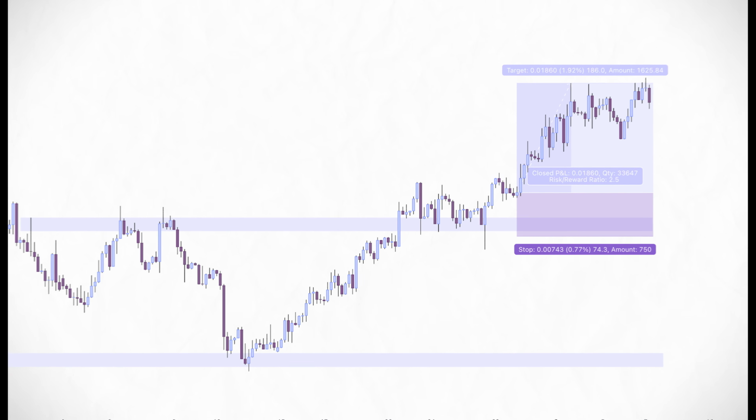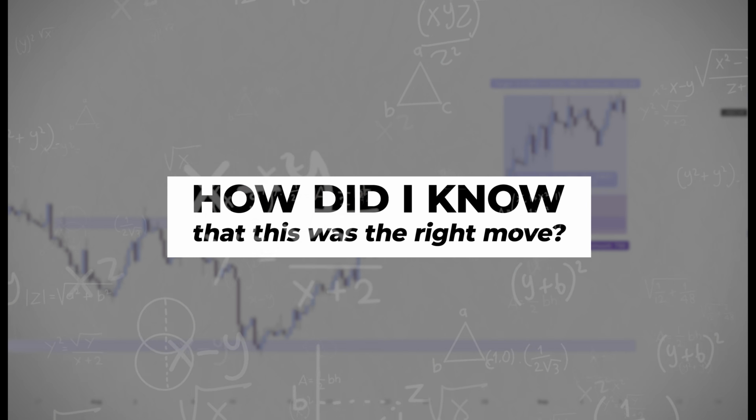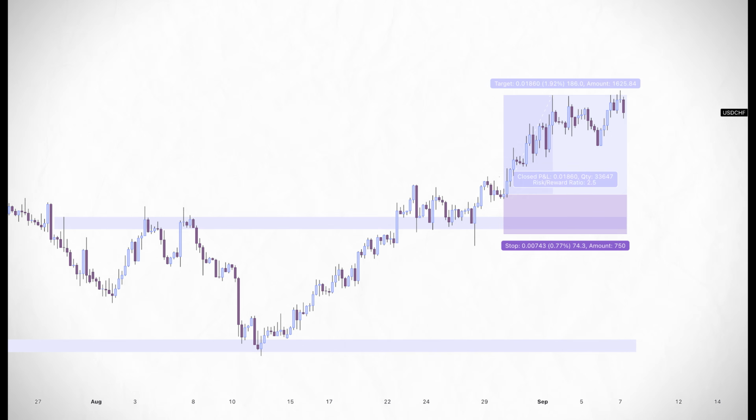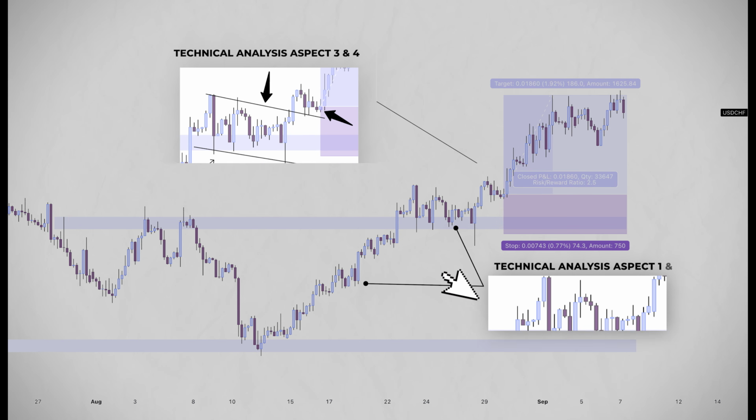Here is a recent trade I just closed, and as you can see, that's an impressive gain of over 160 pips in total profit. But the question is, how did I know that this was the right move? And it's simply because of the confluence of multiple technical analysis aspects.